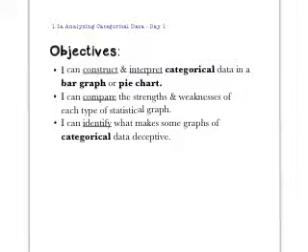Our second goal is to compare the strengths and weaknesses of each type of statistical graph. That's going to be an objective throughout this week. Today we're going to focus specifically on bar graphs and pie charts. And then the third one is to identify what makes some graphs of categorical data deceptive.